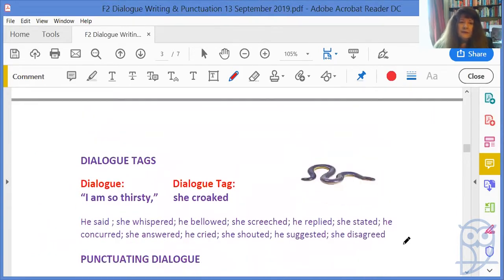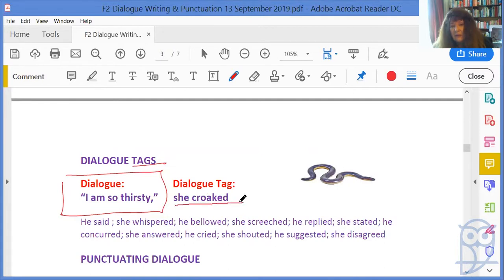You may have heard of a dialogue tag. What's a dialogue tag? It's just the way someone speaks. For example, there's your dialogue inside the speech marks. "I am so thirsty." And the dialogue tag would be, she croaked. He said. She whispered. He bellowed. She screeched. He replied. She stated. He concurred. She answered. He cried. She shouted. He suggested. She disagreed.